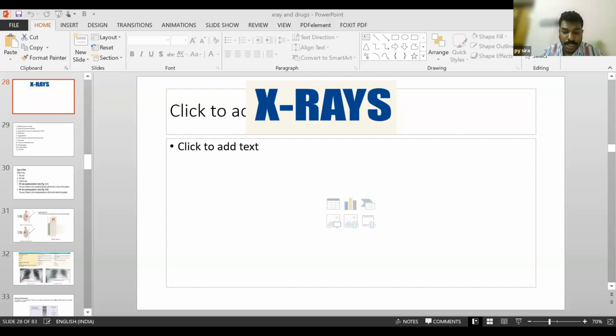I am just going to talk about the different types of X-rays, how it is important in Viva, and how the questions are being asked in the exam. That is going to be our discussion today. So hope you are able to see the page, right?